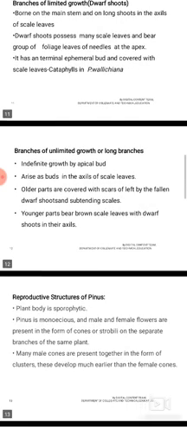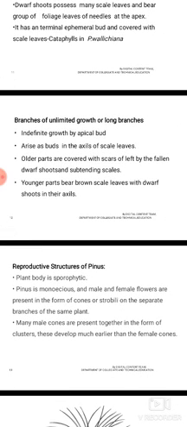Coming to the branches of unlimited growth or long branches. Here the growth is indefinite by apical bud and it arises as a bud in the axil of scale leaves. The older parts are covered with scars left by the fallen dwarf shoot subtending scales. Younger parts bear brown scale leaves with dwarf shoots in their axil.